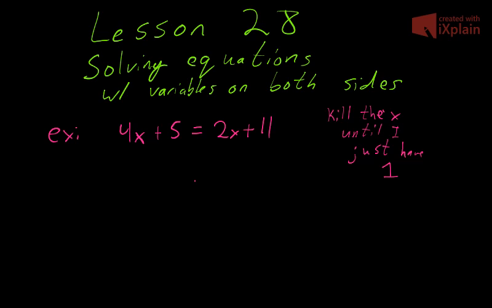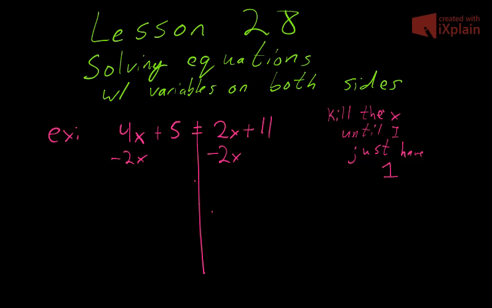So the way I'm going to get rid of this x here, I've got a 4x over here and I have a 2x over here. So I want to subtract them. I think it'll be a lot easier to subtract the 2 than the 4 because it's smaller. That's normally what I go with. So I'm going to split my equation in half. I'm going to subtract 2x from both sides.